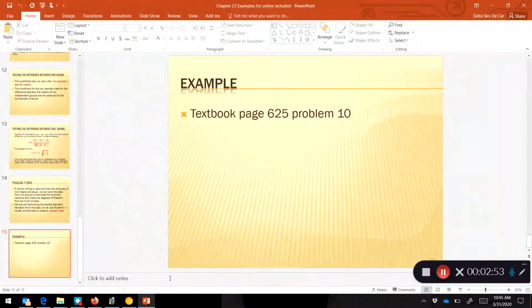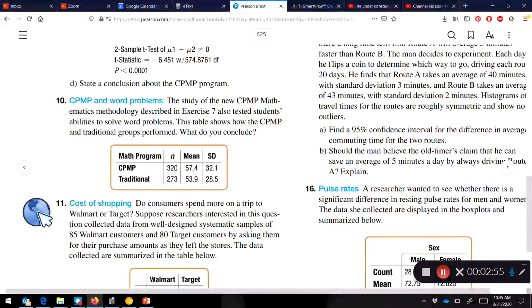So now let's look at an example on page 625. I want to look at problem 10. So I'm going to go right over here to the textbook, and the study of the new CPMP mathematics methodology described in exercise 7 also tested students' ability to solve word problems. This table shows how the traditional and experimental group performed. What do we conclude?